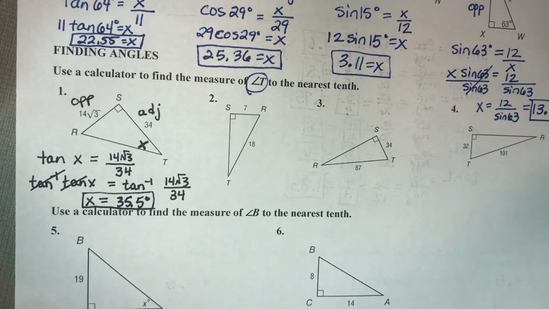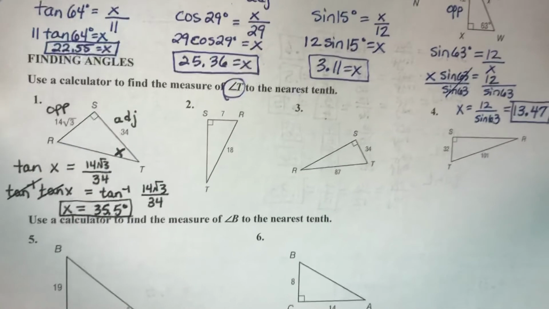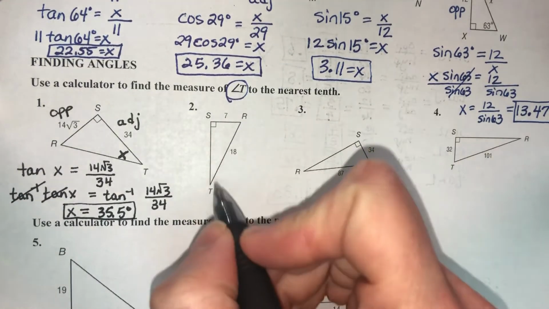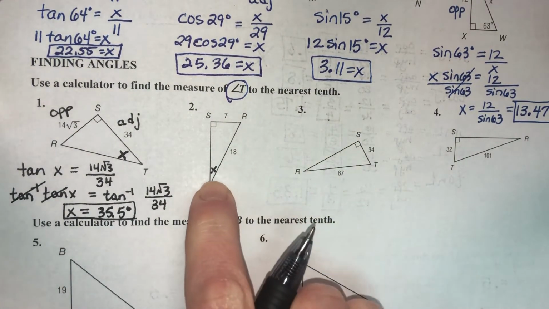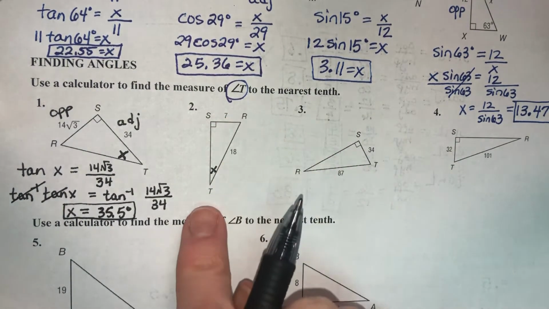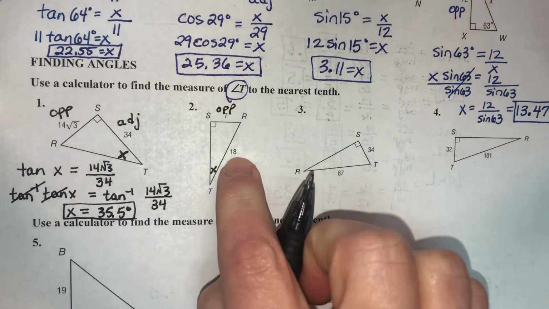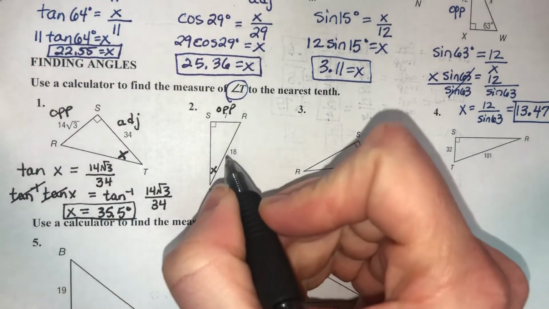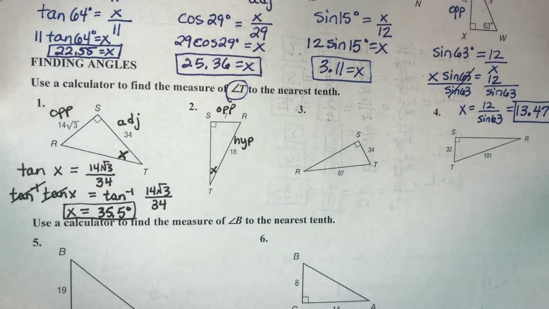Okay, so now we're just going to follow that same kind of process for the remaining problems. Number 2, we're still trying to find the measure of angle T. So my x is the angle in degrees right here. The side that is opposite from my T is the 7. And then the side with the 18 is the one across from the 90-degree angle, so that's my hypotenuse, the longest side of the triangle.